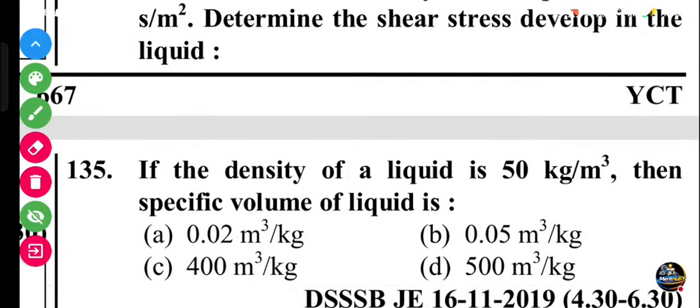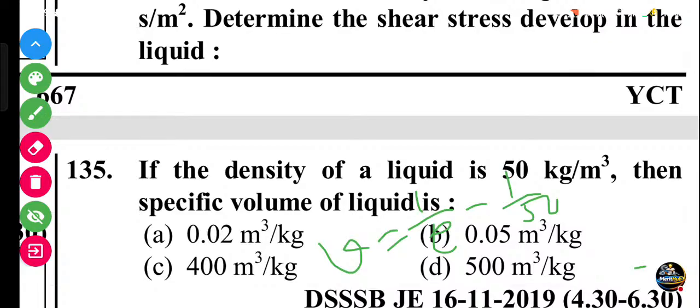Next question. If the density of the liquid is 50 kg per meter cube, then the specific volume of the liquid. We know the specific volume equal to 1 by density. So density is given 50. 1 by 50 is the answer. If you solve that, you get the answer.